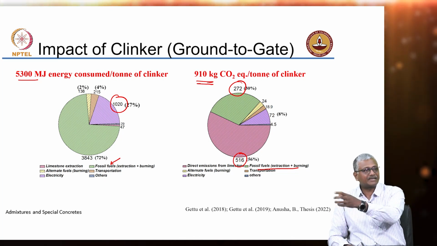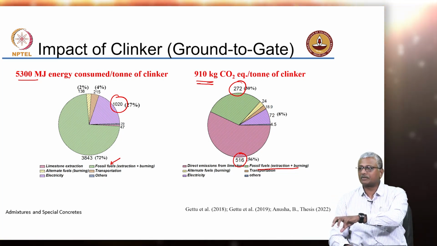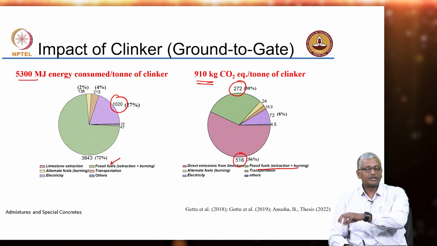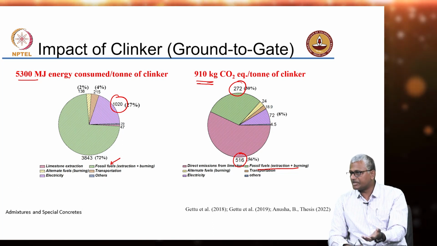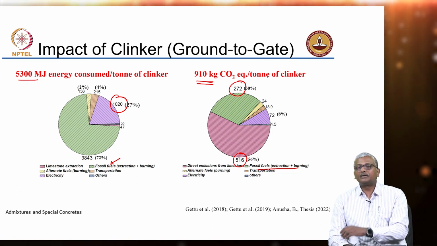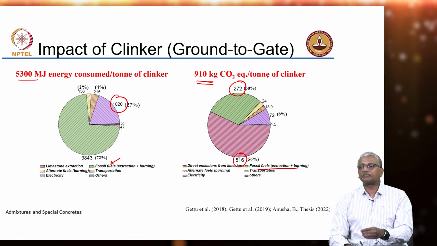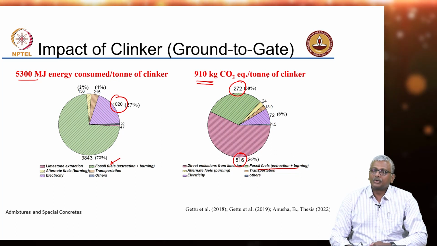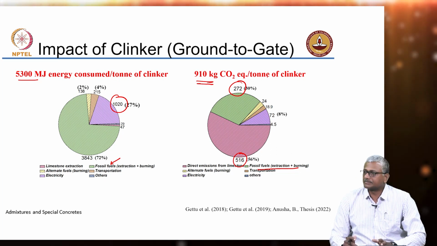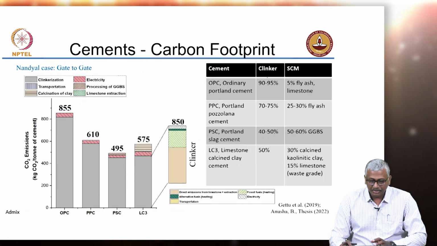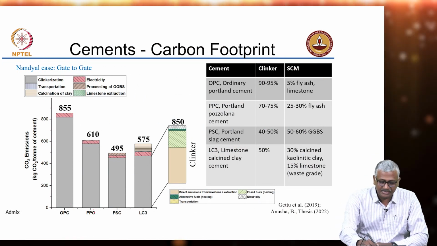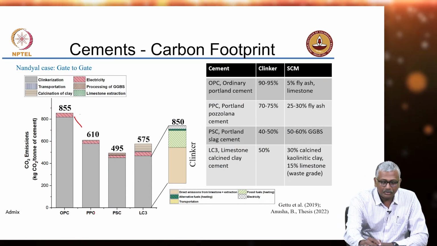Now you need to add the energy and CO2 that is coming in because of the fly ash. Because fly ash is considered a waste material, the part that contributes to CO2 and energy is only from the transportation of fly ash to the cement plant. That is it. That is what we are considering as far as fly ash is concerned. So when you do PPC, you are automatically coming down.